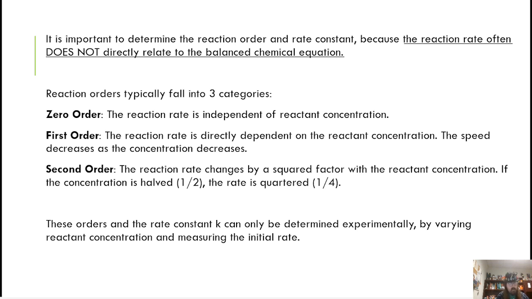And the other main one is a second order. A second order has a double effect. If we double the concentration, the speed quadruples. It's essentially a squaring effect. So if I halve the concentration, the reaction rate would be quartered. Now, these orders and these rate constants can only be determined experimentally. The easiest way to do this is by varying reactant concentration and then measuring the rate. If you can do that, we can find this rate law.